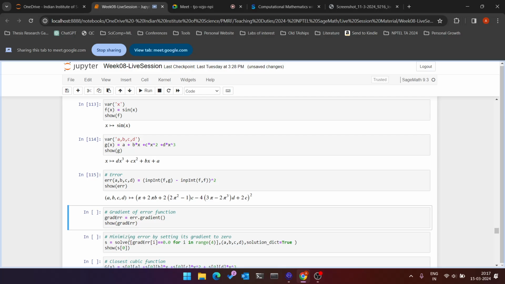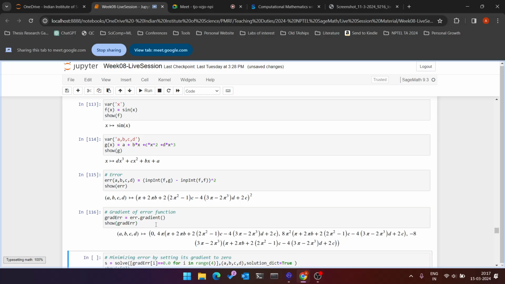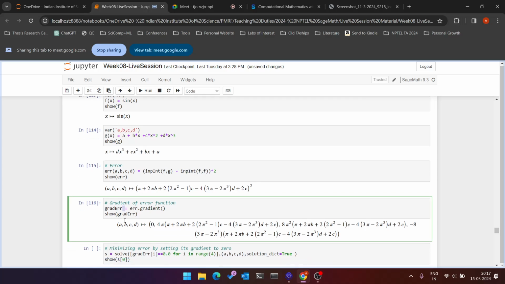Next, we calculate the gradient of this error function. The error function is defined with respect to four variables a, b, c, d. So the error gradient should have four terms. So the grad error has these four terms.